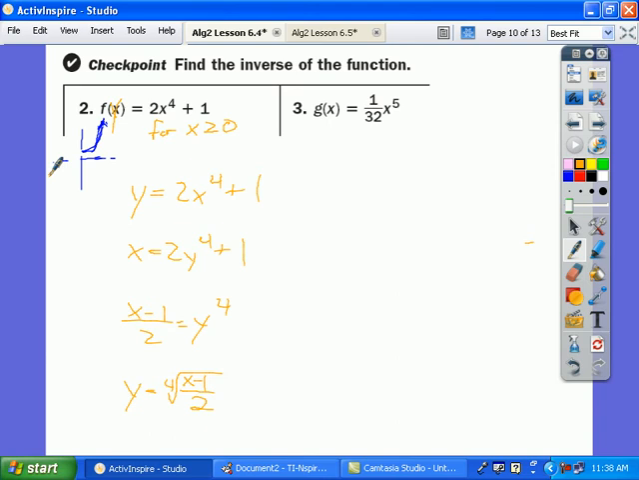And graphically, if this is the line y equals x, then the inverse piece will be this piece right here, something like that. And so the inverse is a function as well. And that was the goal. We want our inverses to be functions.